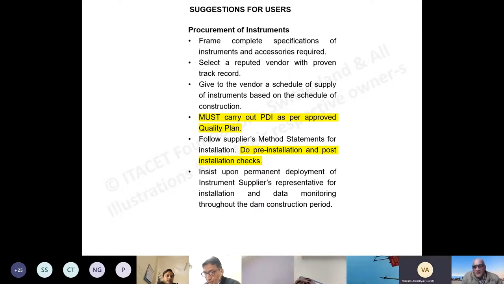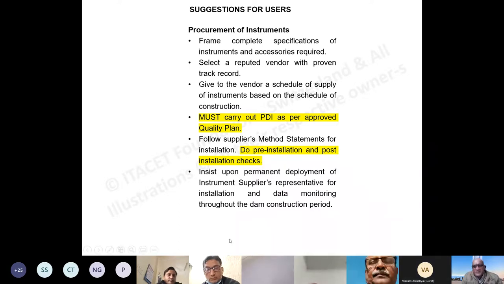Once the instrument works after installation and after it's embedded, there is a very, very good possibility that it will work throughout the life of your structure. It may work for 30, 40 years, there is no problem. But you have to be careful that once it's installed, it has to work at that time. Because these days, instrument technology has gone so good that instruments are very reliable. And once they are installed properly, we see no reason why they should fail.